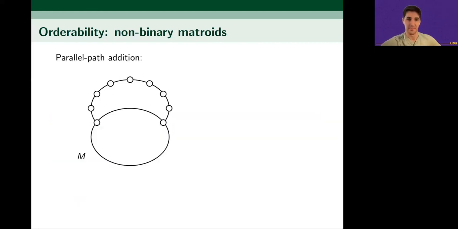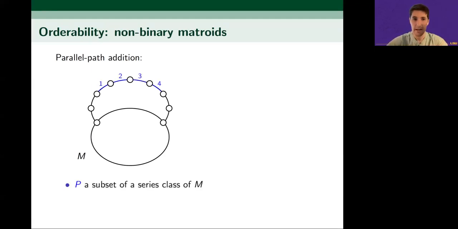So now I tell you how to grow them. First is parallel path addition. And this is not something restricted to non-binary matroids. You could do this to any old matroid. But what I'm trying to depict on the left here is just a graph which represents the matroid simply because it makes my explanation easier. The big oval is the rest of the graph, and this is just some series class sticking off the side.